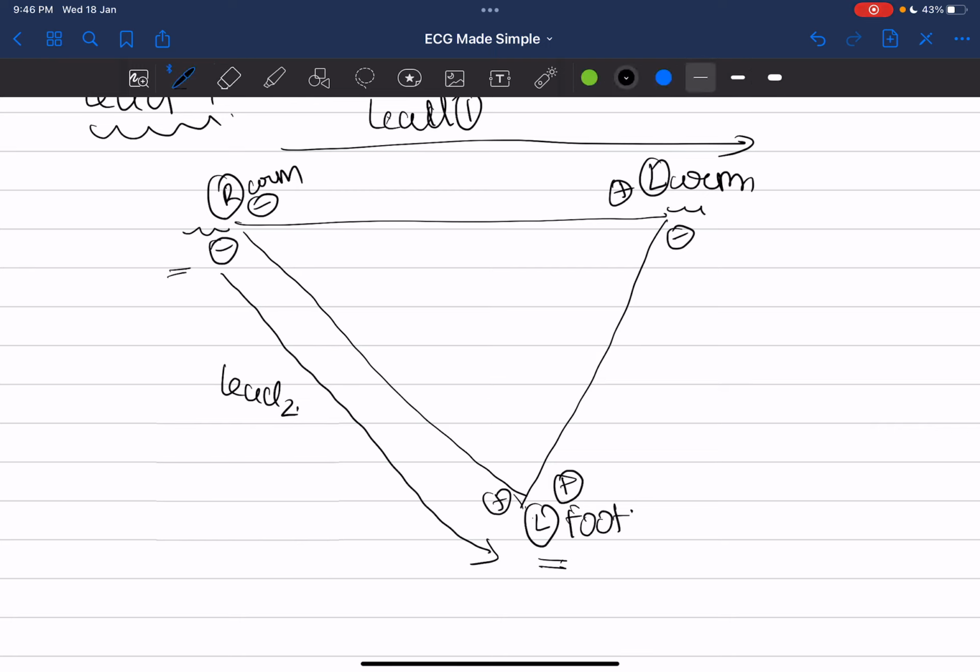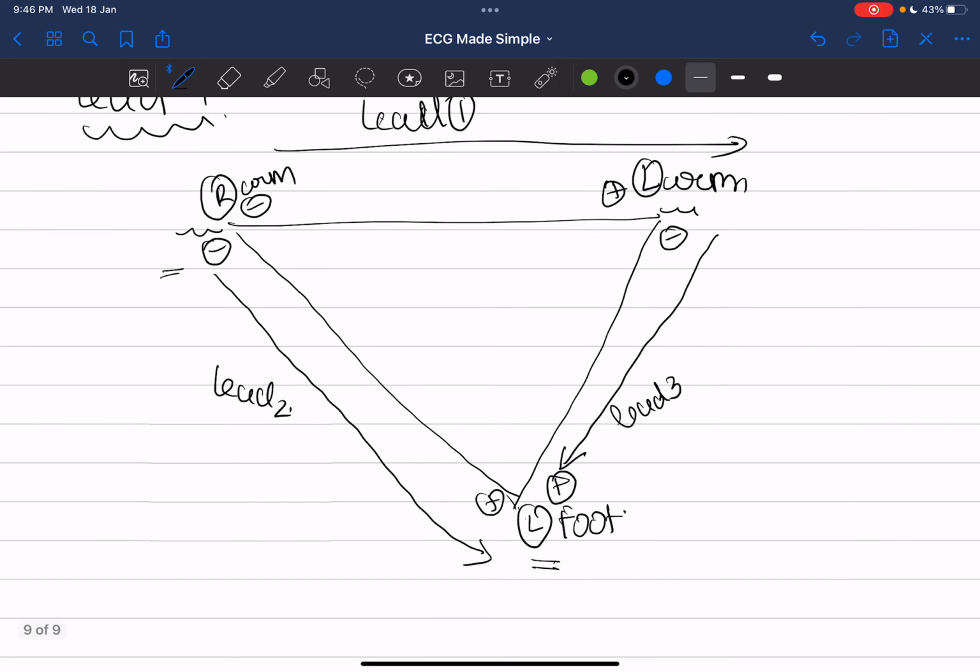Okay. Now lead 3. Lead 3 is between the left foot and the left arm. The direction is also inferior. It is from the left arm to the left foot. The left arm acts as the negative electrode and the left foot acts as a positive electrode.